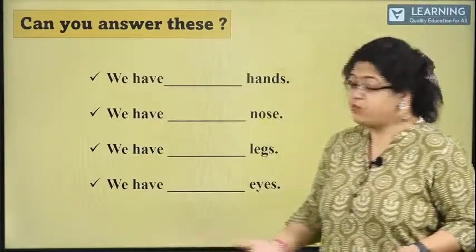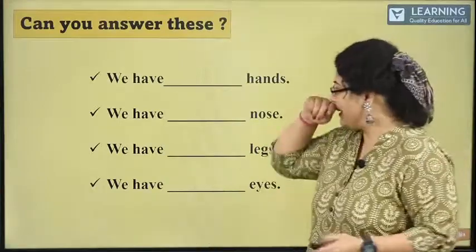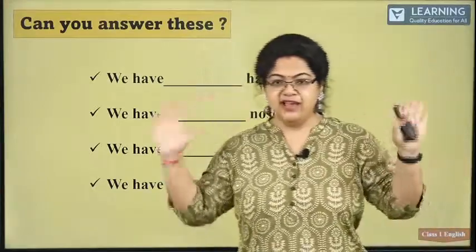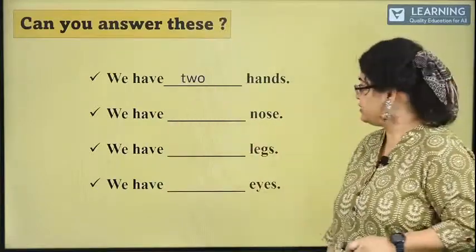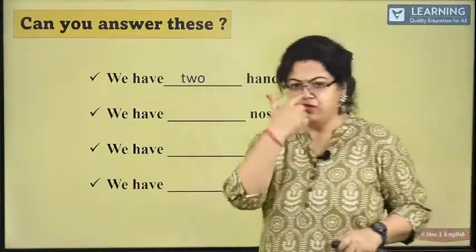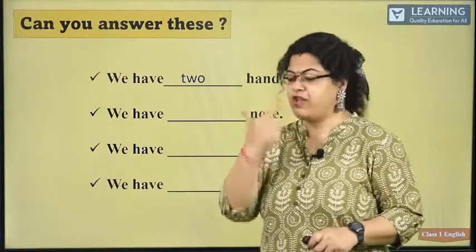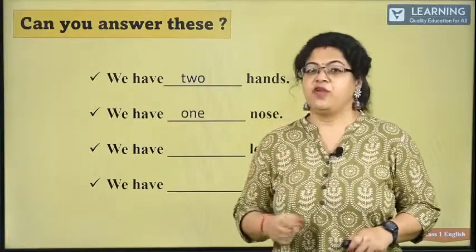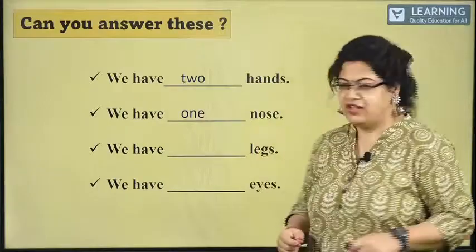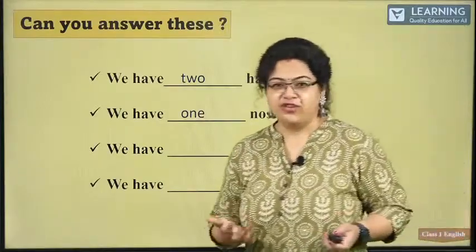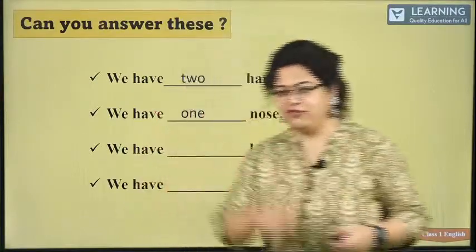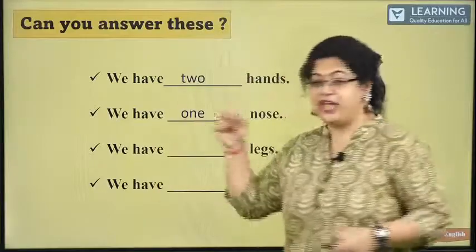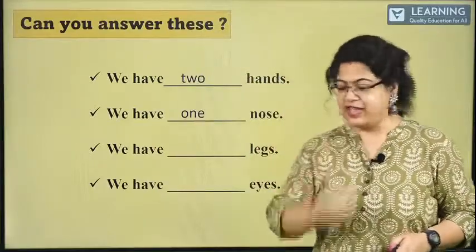Okay, can you answer this again? Fill in the blanks. How many hands do we have, you said? Right, we have 2 hands. How many noses do we have? Is this only 1 or 2? We have 1 nose, yes. How weird would it look if we had 2 noses? Where would it be placed? Would it be placed here this way? No, that would look funny, isn't it?